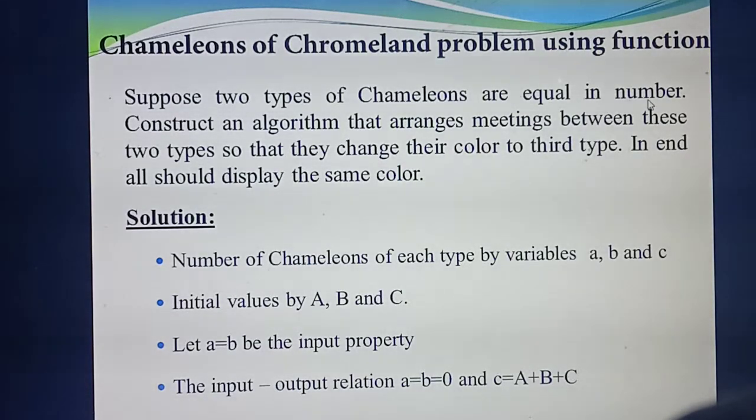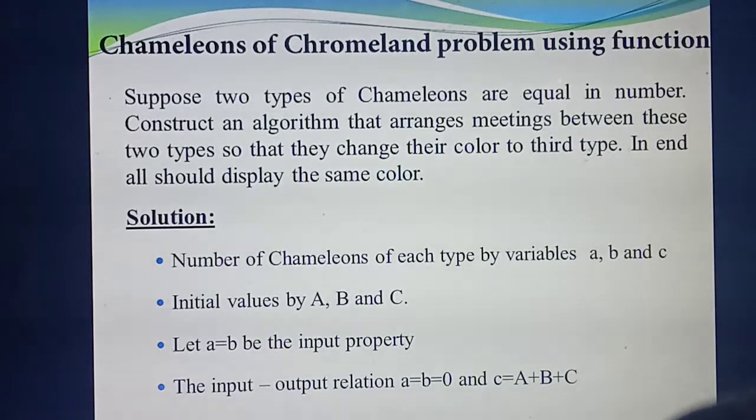Two types of Chamberlains are equal in number. For example, red color may be 5 in number, and blue color also 5 in number. If the two types of Chamberlains are equal in number, what question are they asking? Construct an algorithm that arranges meetings between these two types. Consider red and blue, two types of Chamberlains, equal in number. Red may be 5, blue may be 5. In the question they are telling that if they are equal in number, they conduct a meeting among them.